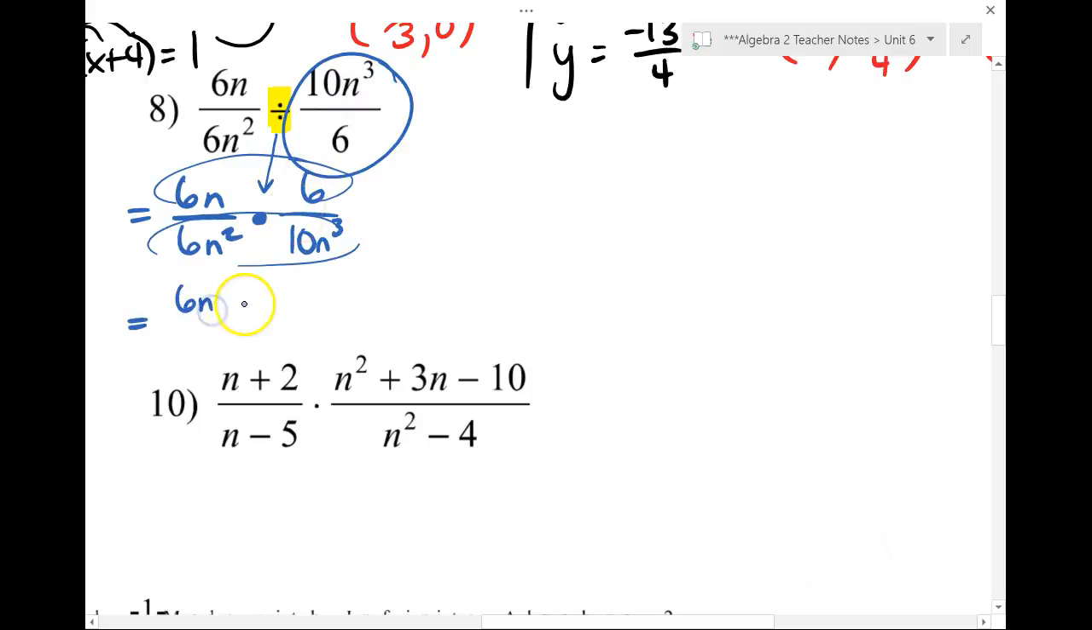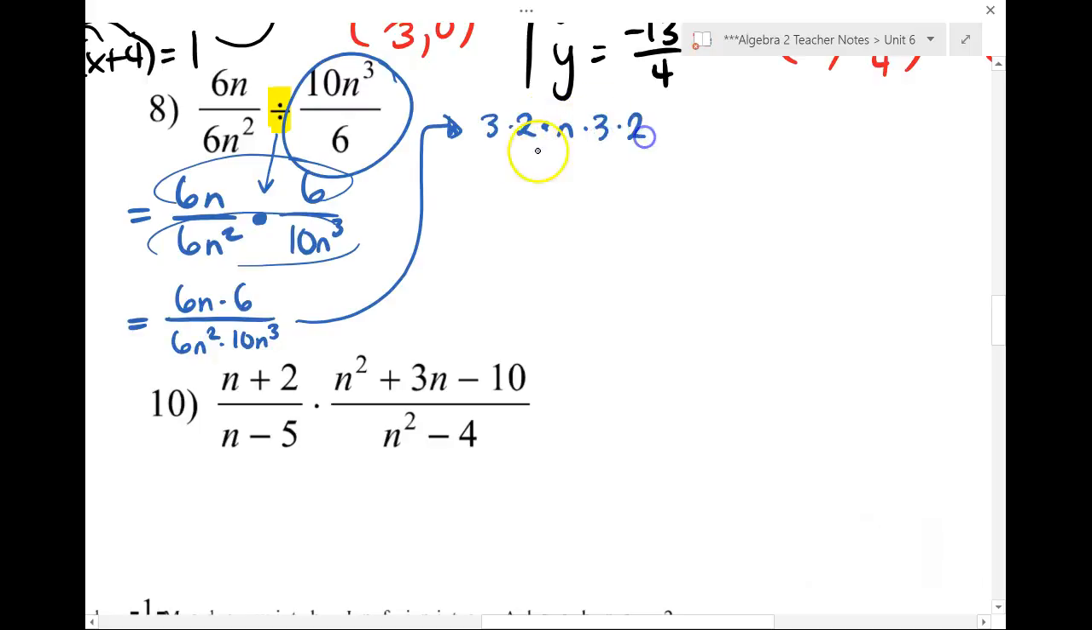So we have 6n times 6 on the top, and 6n squared times n to the third. And don't multiply them together, because remember, we want to cancel out factors. So we want to break it down. So don't multiply yet. That'll be the last step. So now we have 6 over here, so that breaks down to 3 times 2. And then we have an n. And then we have another 6, so that's another 3 times 2.